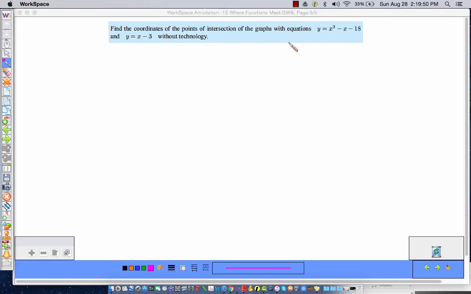Find the coordinates of the points of intersection of the graphs with equations y equals x squared minus x minus 18, which is going to be a parabola, and y equals x minus 3 without technology. Well, all we have to do is set them equal to each other. Where they intersect is where they are equal. So I set the two equations equal to each other.